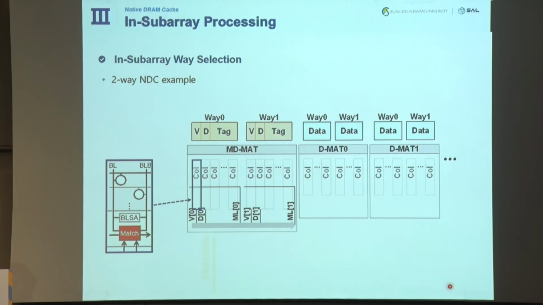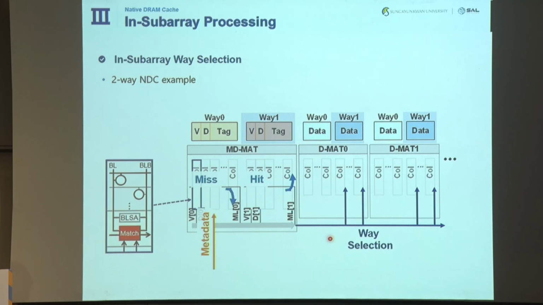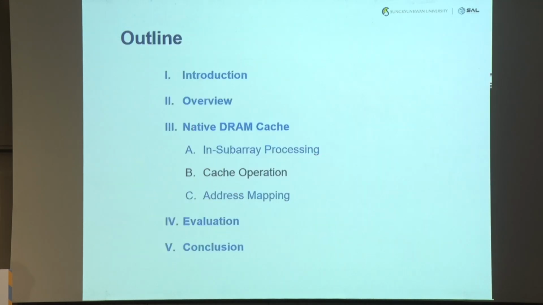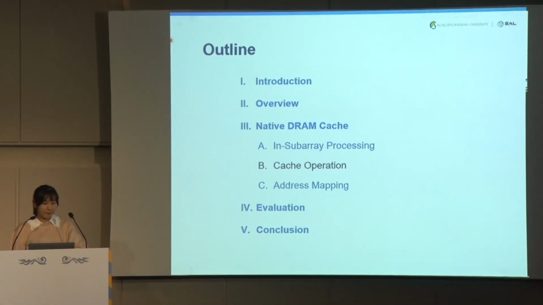For example, in a two-way set associative cache configuration, if a hit occurs in way 1, the match line of way 1 stays at 1, enabling a read or write operation to the corresponding data area. This in-subarray processing enables single-access cache control. The following slides will demonstrate how each cache operation is facilitated using NDC.